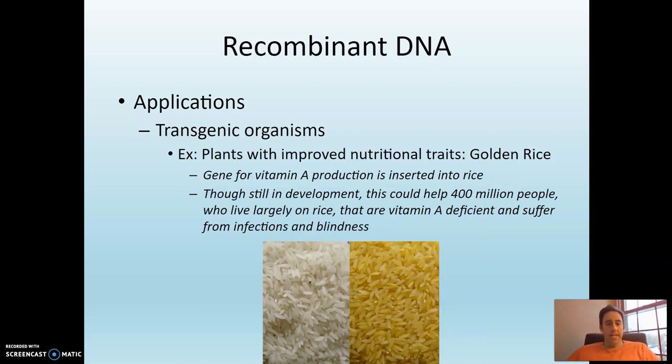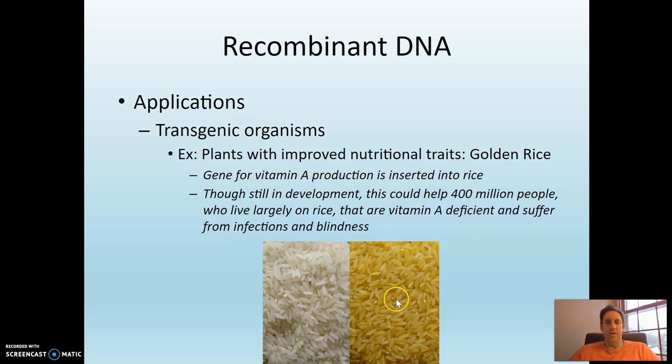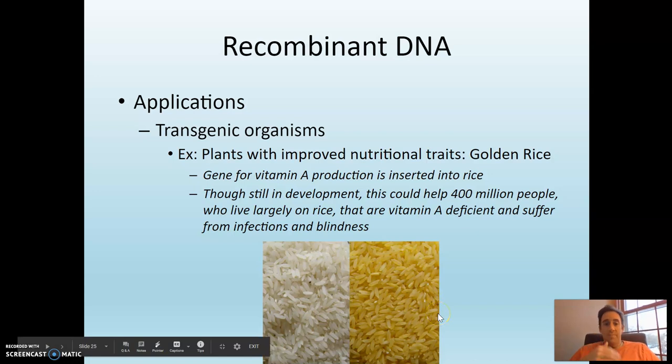We can make plants with improved nutritional traits. So golden rice is an example of this. We're still working on this one, but there's a lot of people who are deficient in vitamin A. So some clever person thought, hey, what if we splice the gene for vitamin A production into the rice that many of these people live on? And so by putting that gene inside the rice plants, then it can produce vitamin A, which is kind of what gives carrots their orange color. So it produces what's called golden rice, and we can end up helping these people prevent the problems associated with vitamin A deficiency.